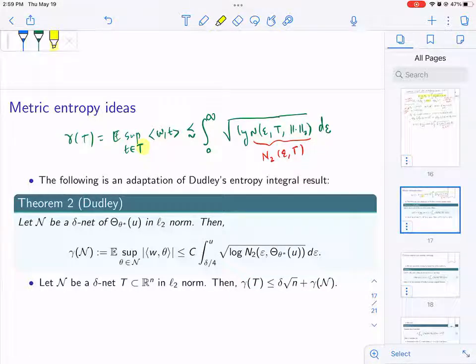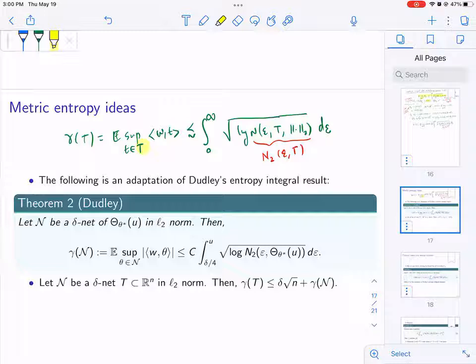In any case, what we're going to use it for is a net. So I'm going to pick a delta net, a subset within this set, because I want to control the Gaussian complexity of this. I'm going to pick a delta net there in L2 norm. So this is a discrete set of finite number of points. Then I'm going to look at the Gaussian complexity of that net, which is just this quantity, and this has this bound. So I can control the metric entropy of the net, or this is an upper bound on the metric entropy of the net, because this contains the net.